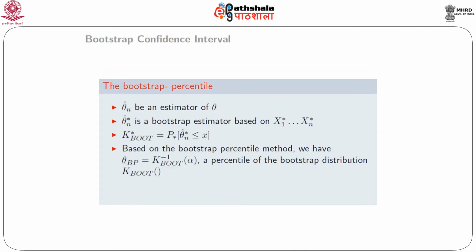The bootstrap percentile. Here, assume that theta n hat is the estimator of theta and theta n hat star is the bootstrap estimator based on X1 star to Xn star, the bootstrap sample, and define K boot(x) as P star of theta n hat star less than or equal to x under the bootstrap. Now, the bootstrap percentile method gives that theta under bar BP, the bootstrap percentile, is K boot inverse of alpha, or the alpha percentile of the bootstrap distribution K boot.